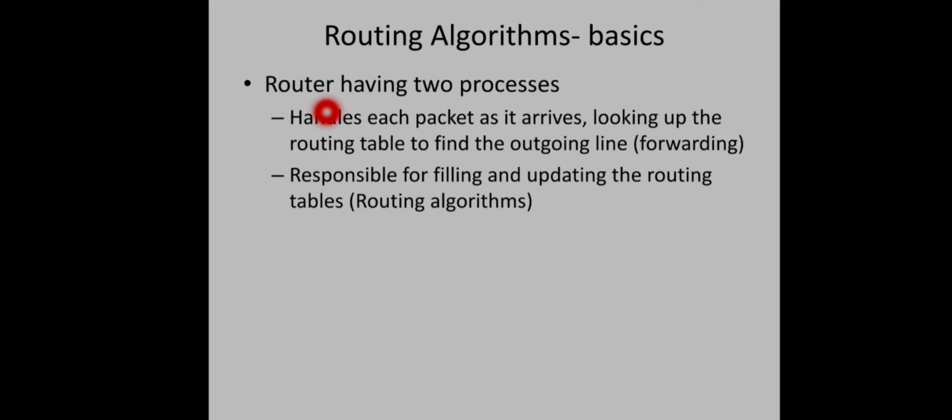Each router can be considered as having two different processes. Okay, the first one handles each packet as it arrives: receive that packet, parse that packet to find out the destination address, then look up the corresponding routing table to find the outgoing line. So this process can be called forwarding. And the second one is responsible for filling and updating the routing table. So there come the routing algorithms.